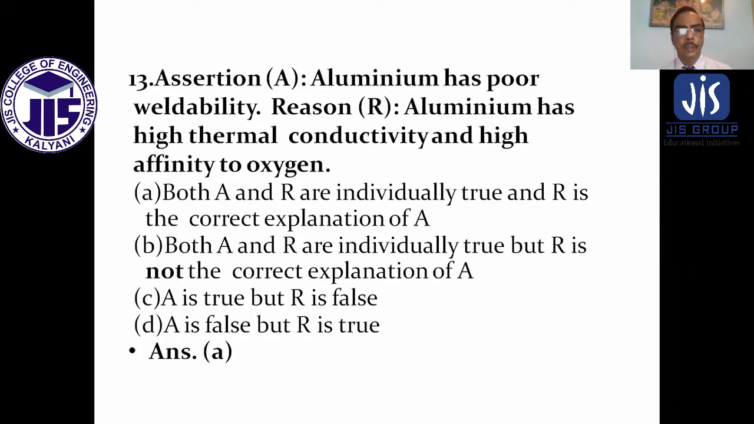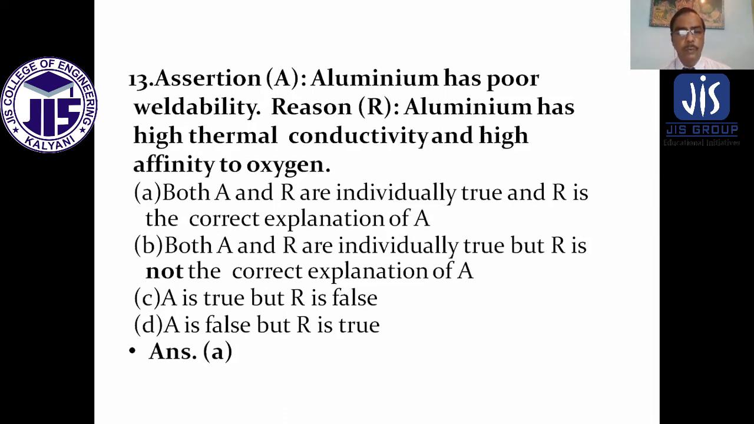Question number 13. Assertion: aluminum has poor weldability. Reason: aluminum has high thermal conductivity and high affinity to oxygen. A, both A and R are individually true and R is the correct explanation of A. B, both A and R are individually true, but R is not the correct explanation of A. C, A is true, but R is false. D, A is false, but R is true.